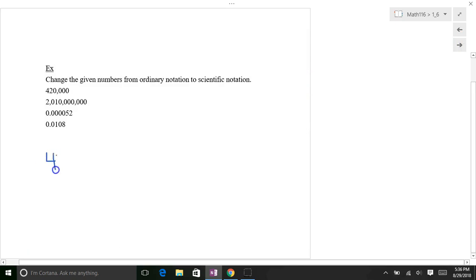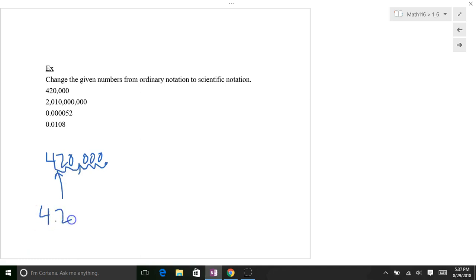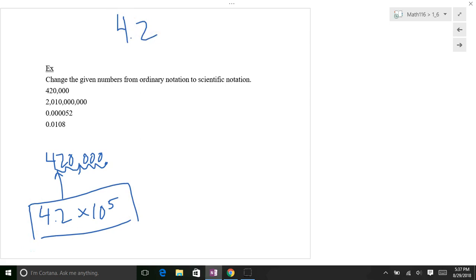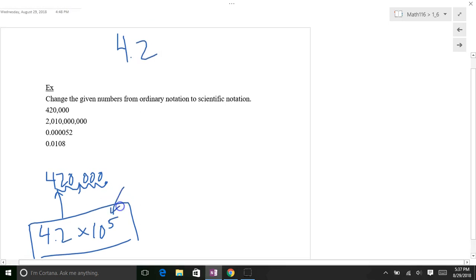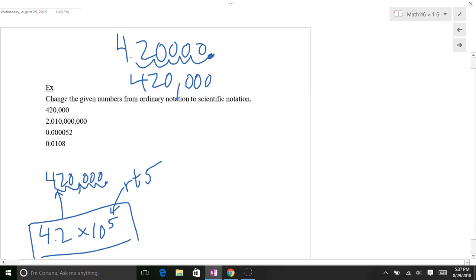Here are some more examples. 420,000. Right now the decimal's right there. We want it to be between the 4 and the 2. So how many times are you going to move it? 1, 2, 3, 4, 5. So it's going to be 4.2 times 10 to the 5th. And if you're not sure, just check it. Positive 5 tells you you're going to move the decimal right 5. 1, 2, 3, 4, 5. Boom, right there. Is that right? Yeah, that's 420,000.